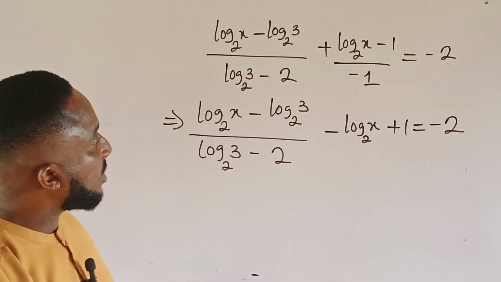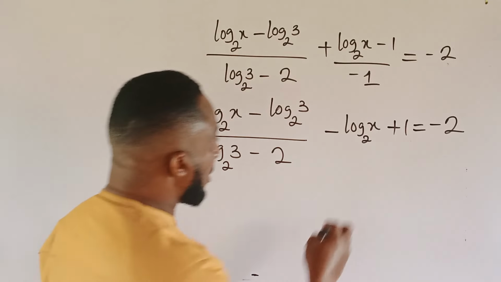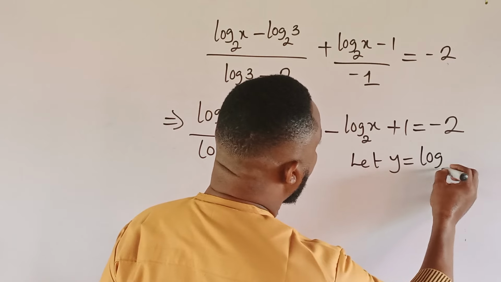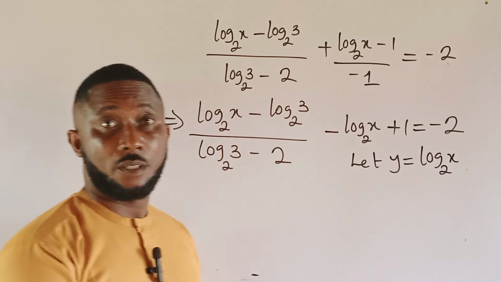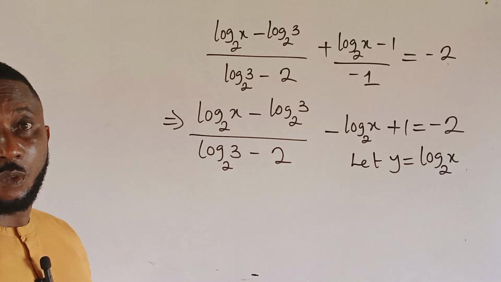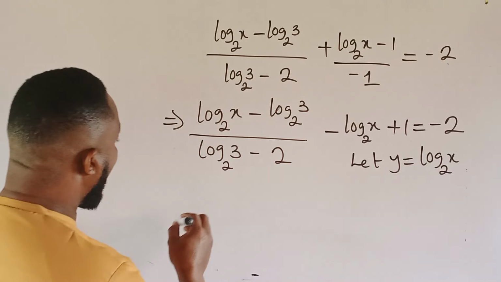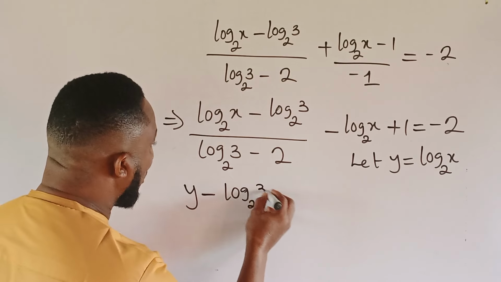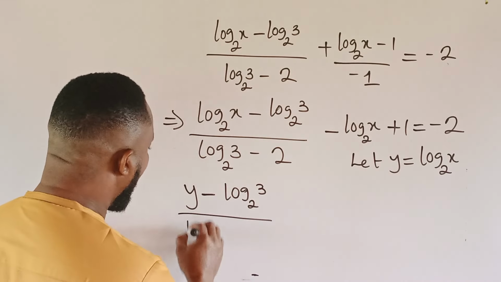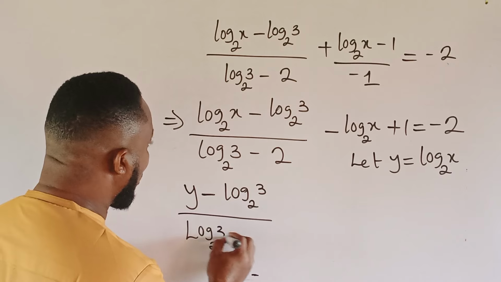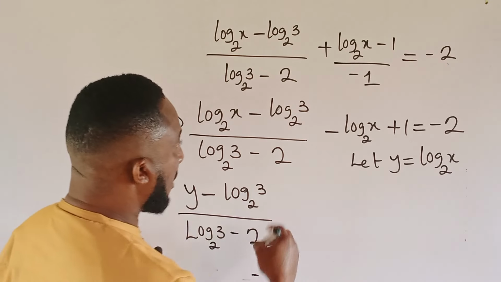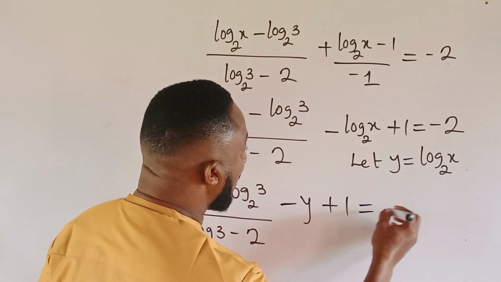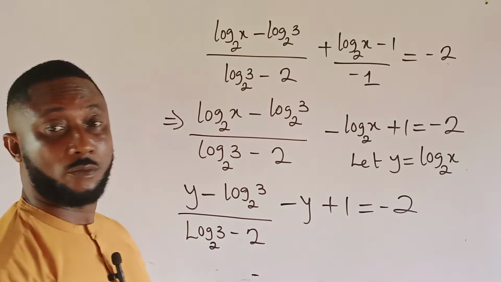Now, I will say, let y equal to log to base 2 of the argument x. This will be simpler to handle. So we shall then have (y minus log to base 2 of the argument 3) all upon (log to base 2 of the argument 3 minus 2). Then here we have minus y plus 1, everything equal to negative 2.